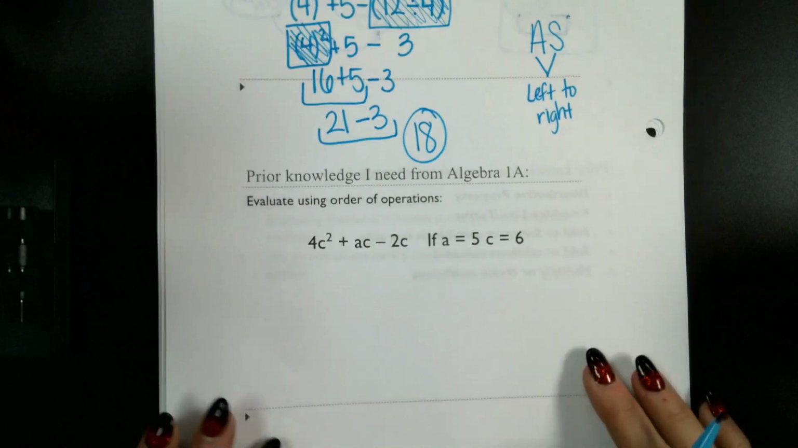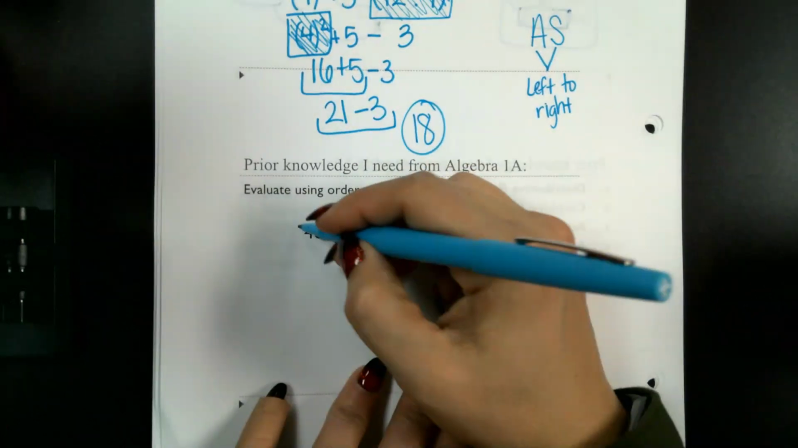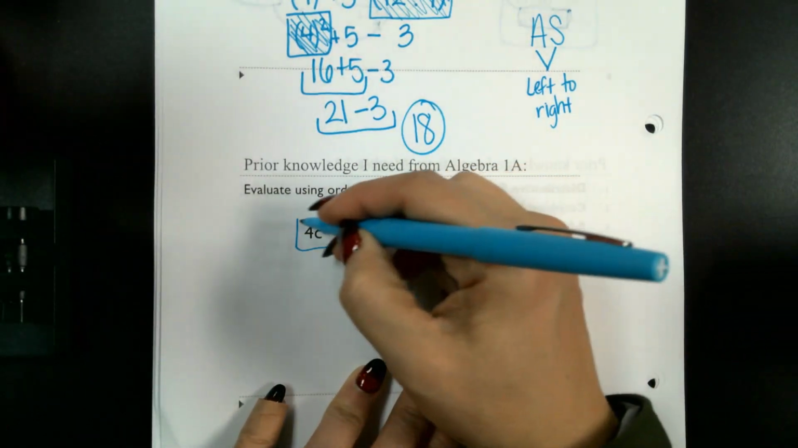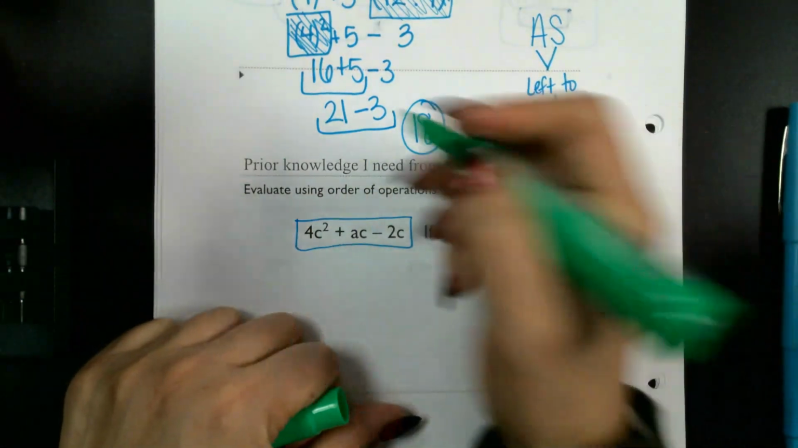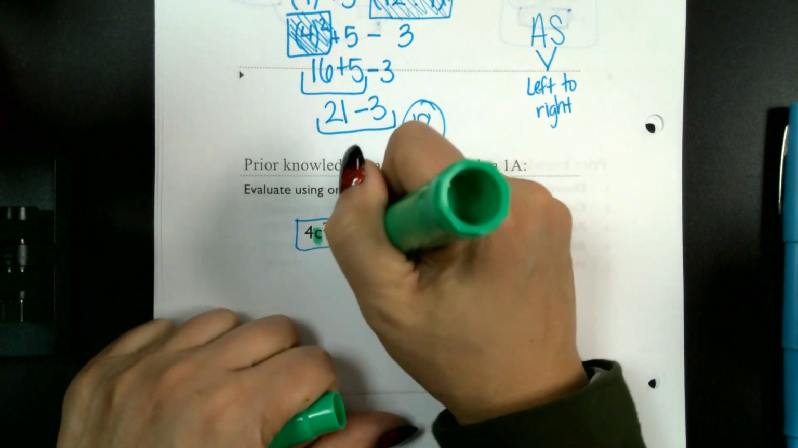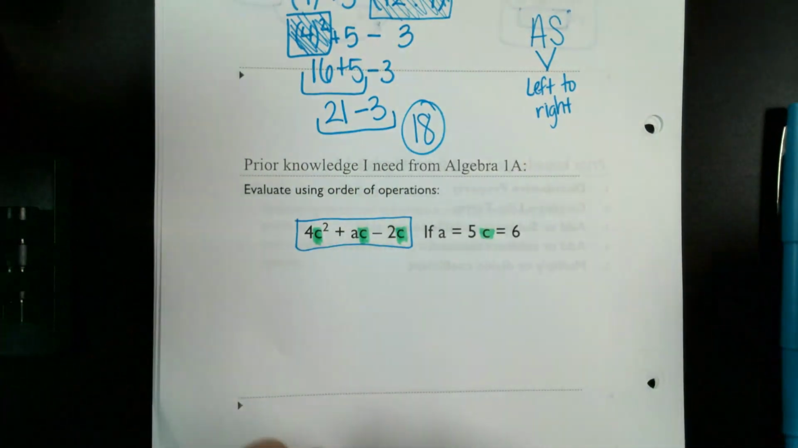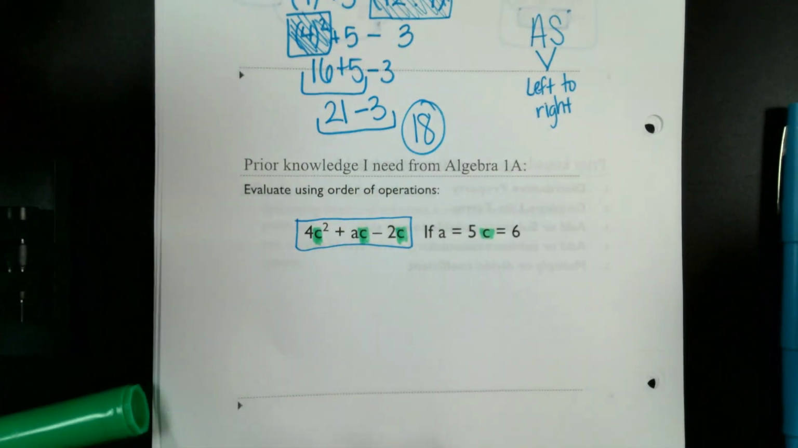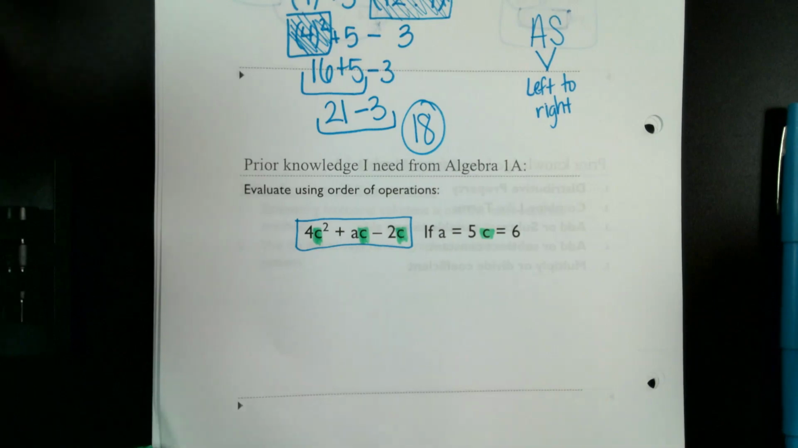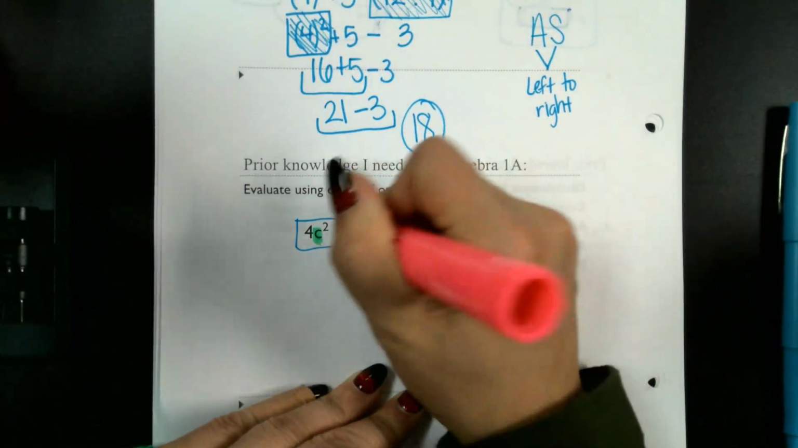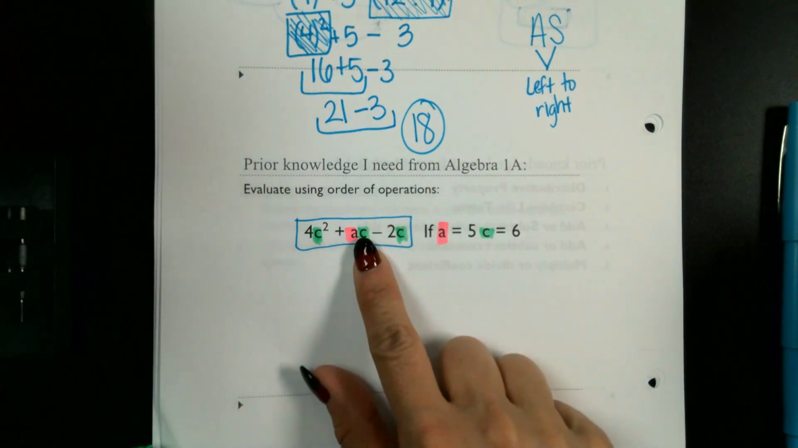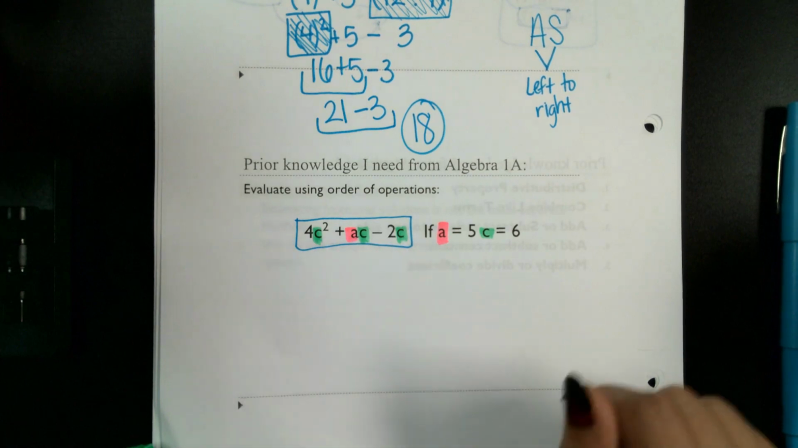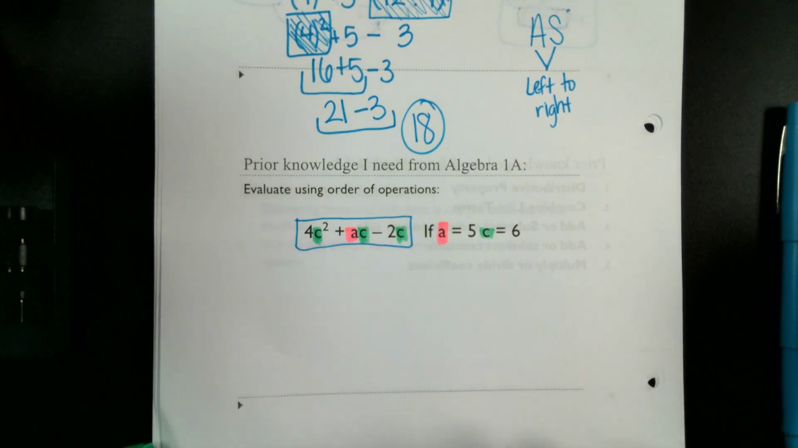Okay, down here at the bottom, here's the expression. They have told us a value for C. So wherever I see the letter C, what number are we plugging in? A 6. And wherever I see the letter A, what number are we plugging in there? 5. And what does it mean if two letters are side by side or two numbers? We multiply them together, right?